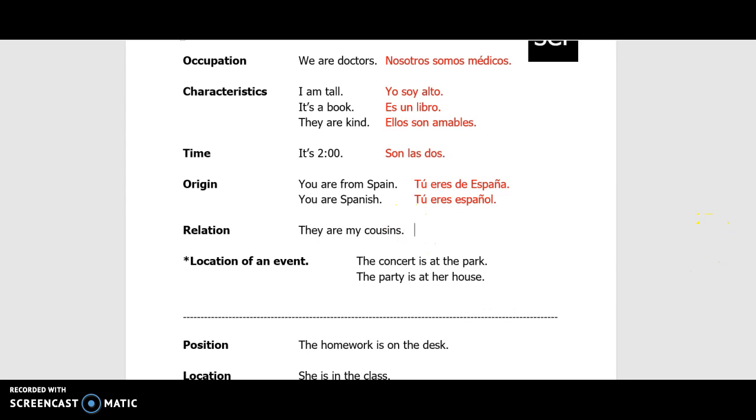Last but not least, relations. Okay, so relationships. They are my cousins. So ellos son mis primos.